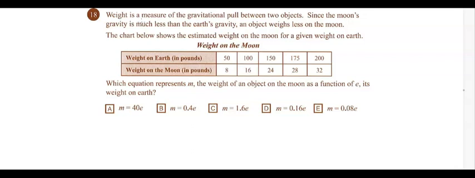The moon's gravity is much less than the Earth's gravity. An object weighs less on the moon. The chart below shows the estimated weight on the moon for a given weight on Earth. Which equation represents the weight of an object on the moon as a function of its weight on the Earth?